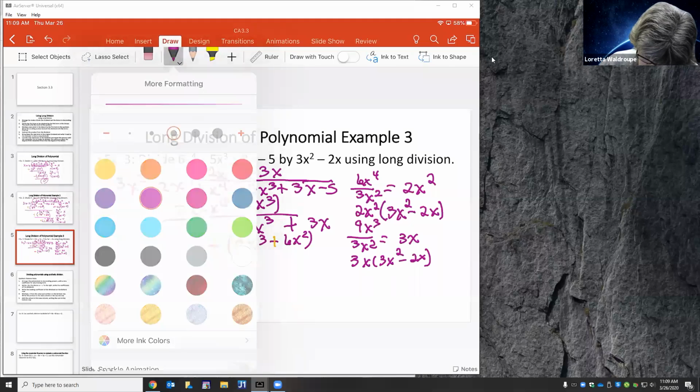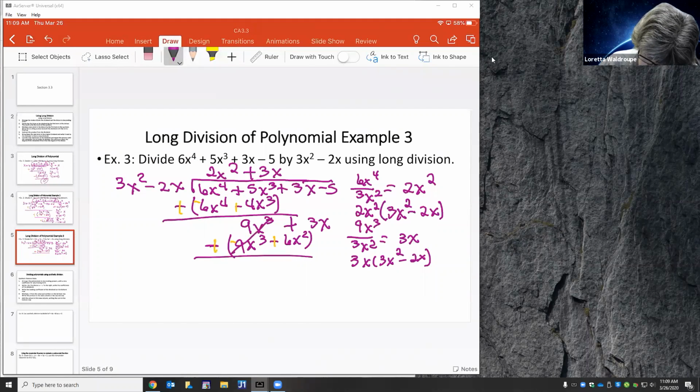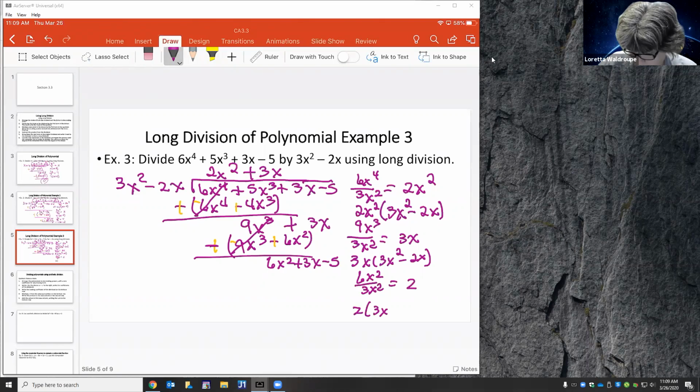Changing my signs, my 9x cubes cancel just like those did. So I have 6x squared plus 3x and bring down my minus 5. 6x squared divided by 3x squared gives us 2, and 2 times 3x squared minus 2x gives us 6x squared. I forgot to put my plus 2 up top.